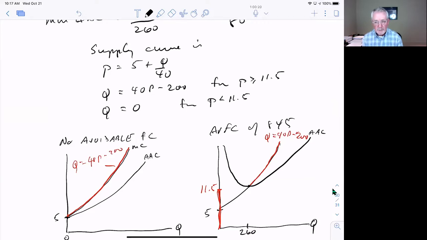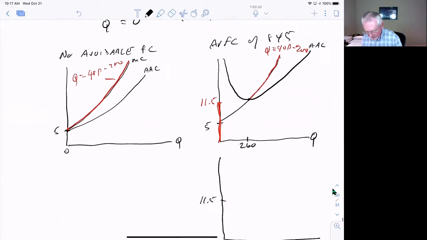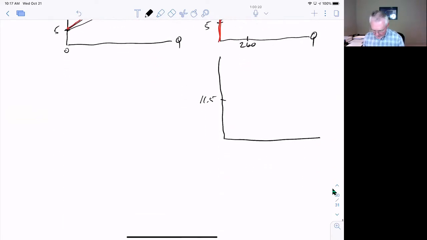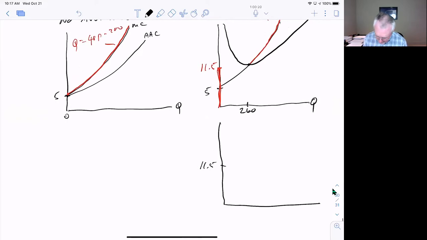But since we're looking at a supply curve, we want to think of it in terms of price. Here's another problem here in the text. I didn't draw it on the one I wanted to draw it on. So here's Dan's supply curve at 260.